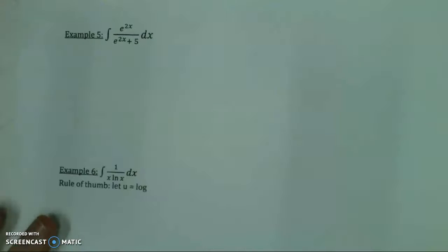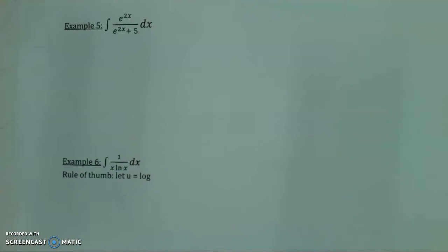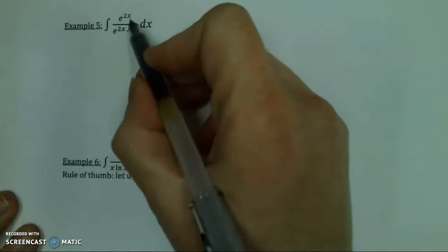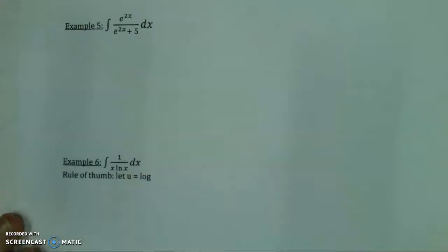Now we're going to have a couple of harder questions where we might be able to do more than one rule of thumb. So looking at example 5, there's two things I could pick. I have e to a power, so I could pick the exponent, but I also have a denominator. So how do I know which one I should actually use?